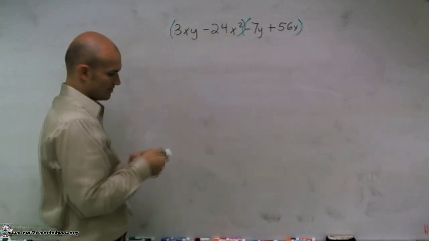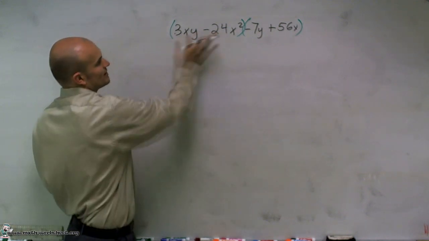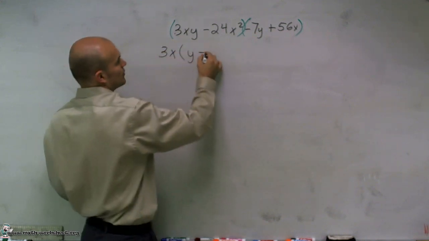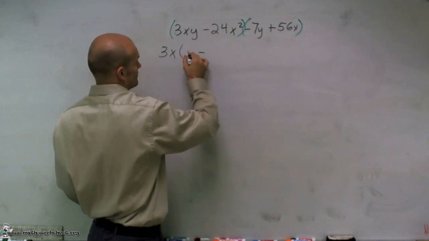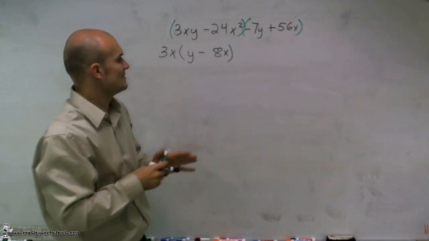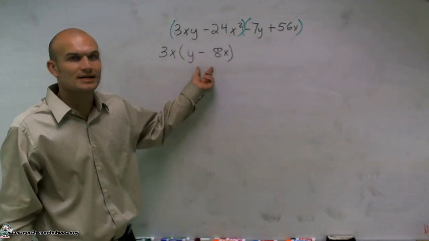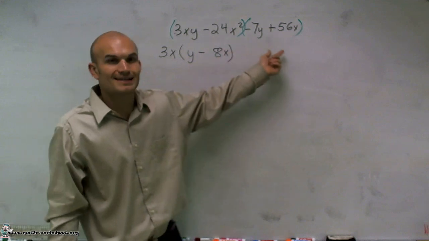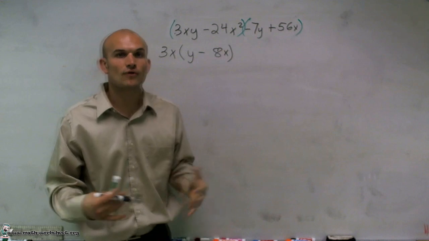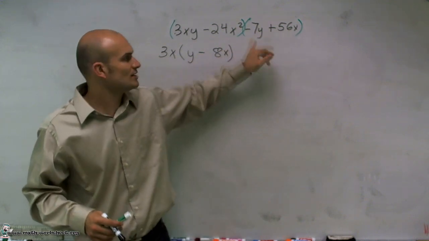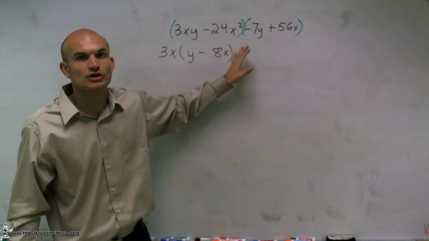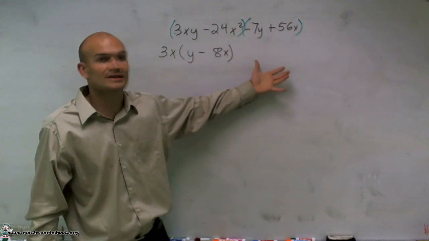So first thing I look up here and I say, what can I factor out? Well, I know that both of these terms share a 3x. So when I factor out a 3x, I'm left with the y minus 8x. Now, it's important for you to understand that whatever your answer is here, after you factor it out, you're going to want to get the exact same thing when you factor your GCF here. So that's the important part to look for. If you're not getting the same answer, you might want to check what you are factoring out as your GCF, or whether you should rearrange your terms and see if you can get that same answer.